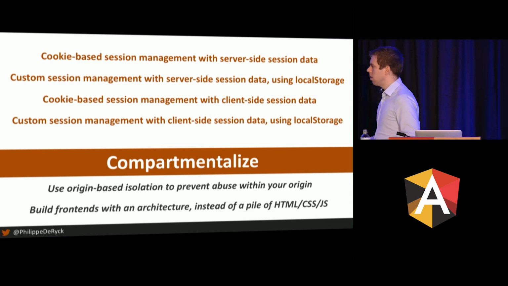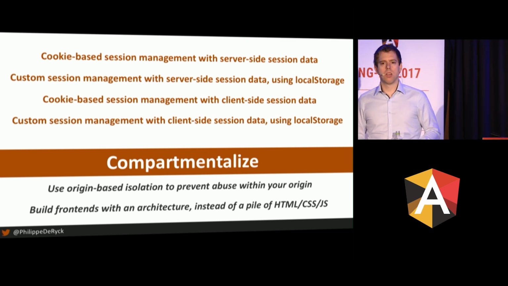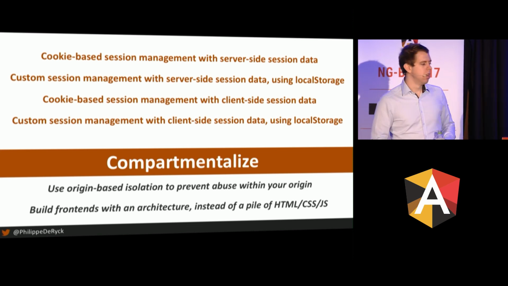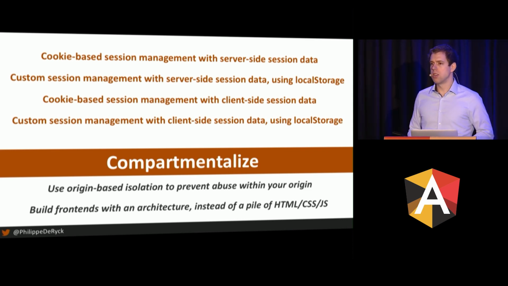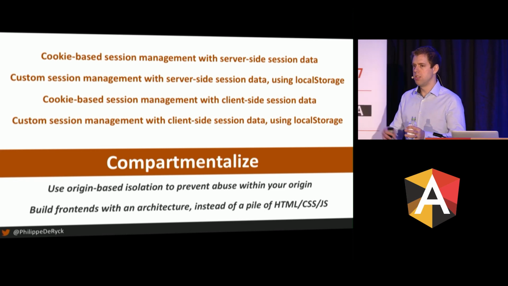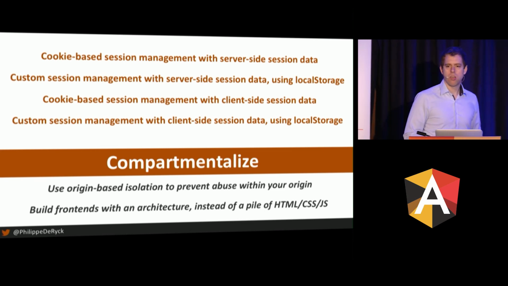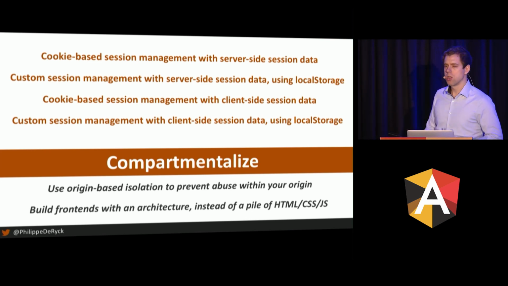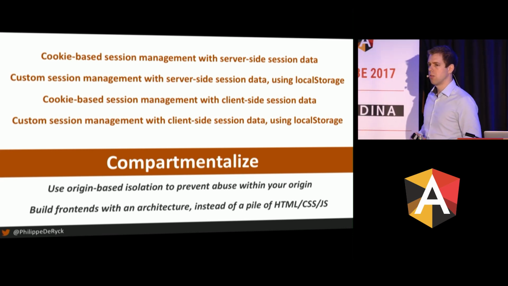Then the final one, I want to tell you to compartmentalize your applications. We talked about the impact of malicious code running in your origin, being able to read your local storage. I believe one of the most important things that we need to start doing in the coming years is to actually build front-end architectures. Stop throwing HTML, CSS, and JavaScript in a pile and throwing it at the browser and hoping everything works. No, think about your application, think about sensitive parts, and isolate them in a separate origin. The browser will separate these things for you. If you deploy them in different origins, then the browser can do that for you.